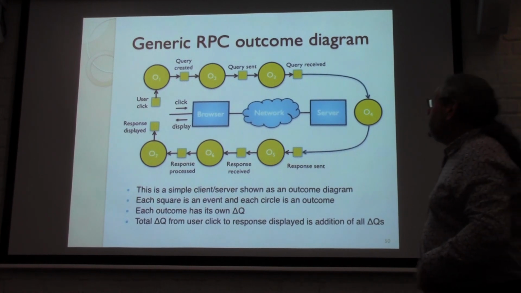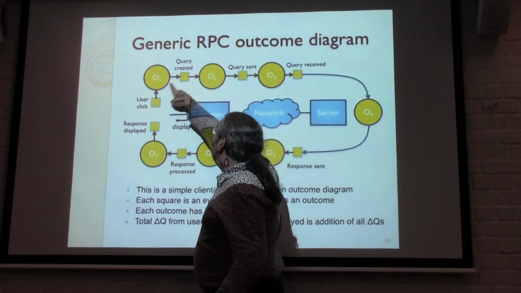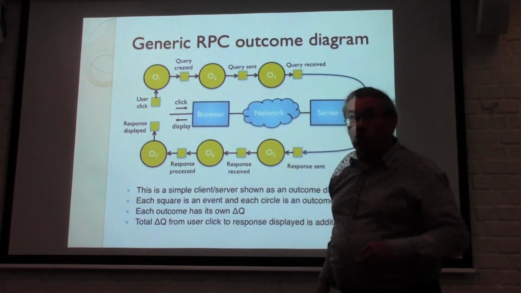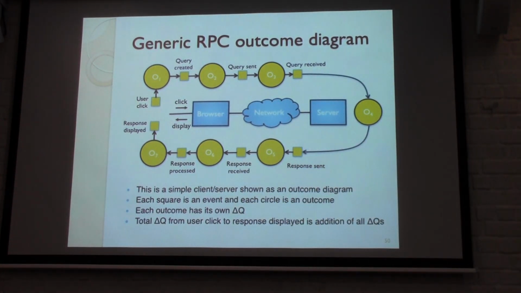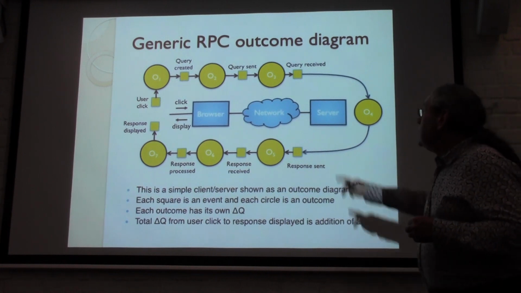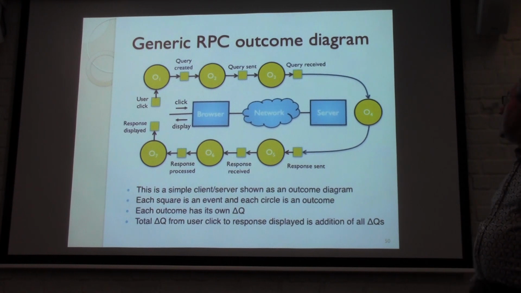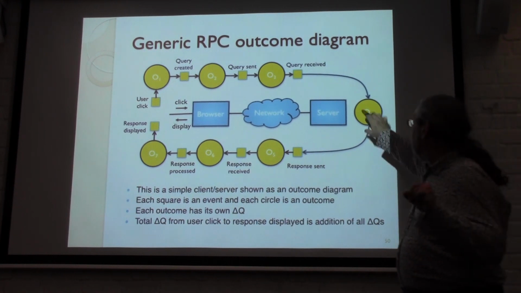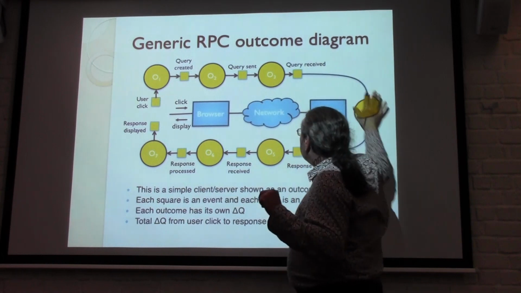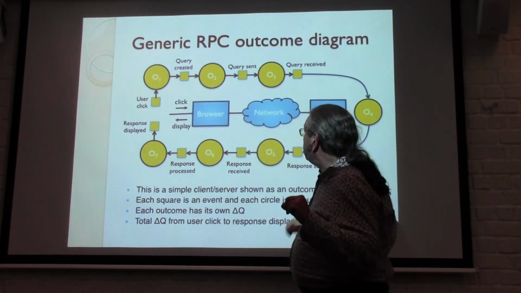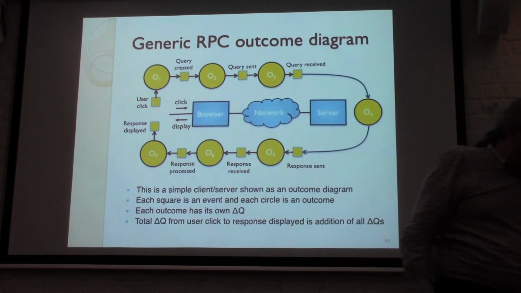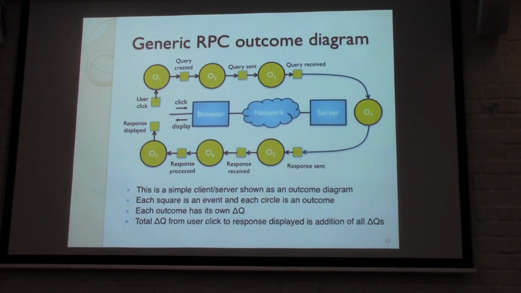Each of these steps has its own delta Q, which are not numbers. So the whole delta Q is the addition or the convolution of all those delta Qs. And you can see if there's some kind of variability, all of this will vary. So this is actually a very powerful way of showing how client-server is behaving. This is an example of a more complicated outcome diagram, but we're going to see even more than that.